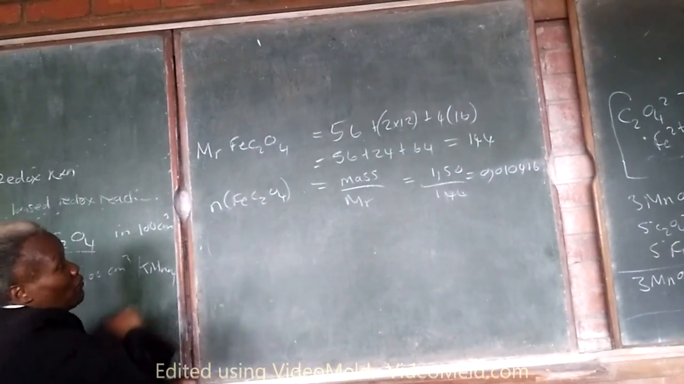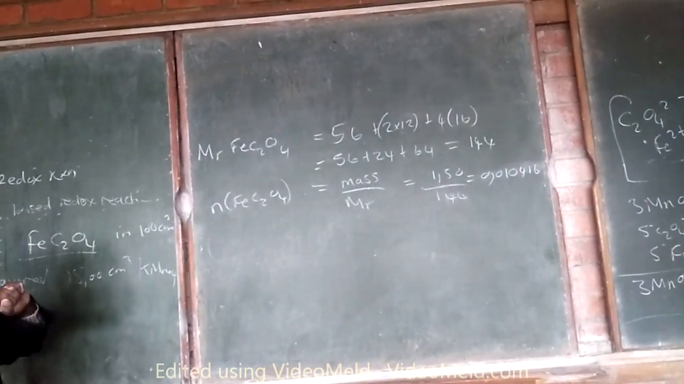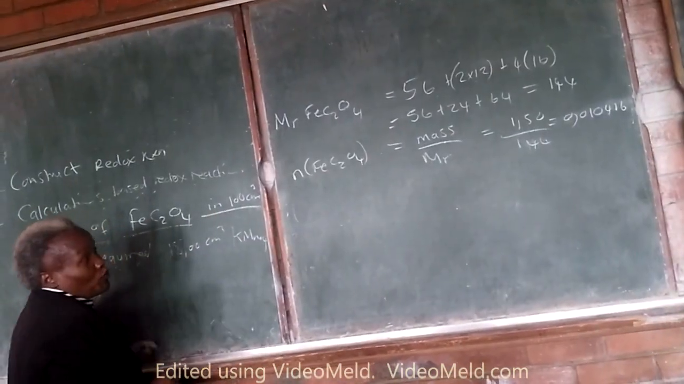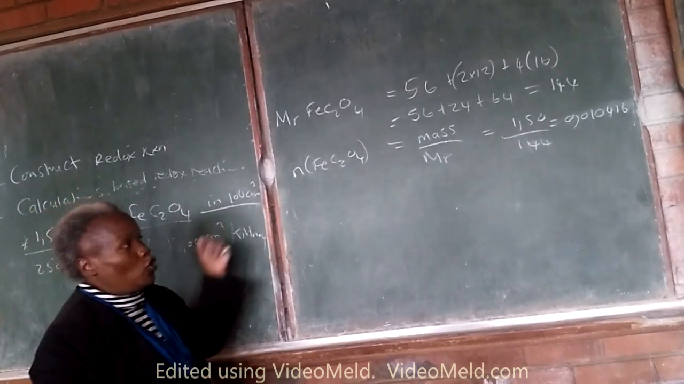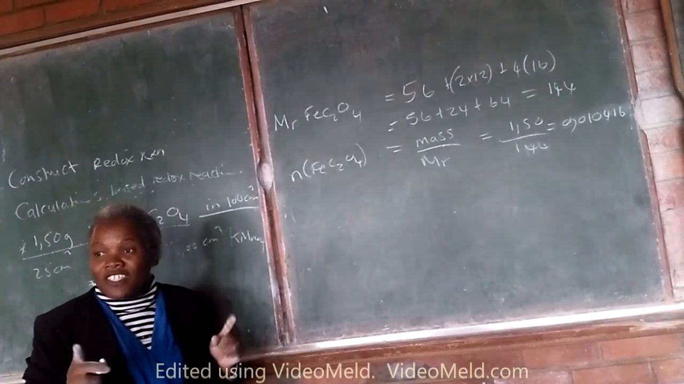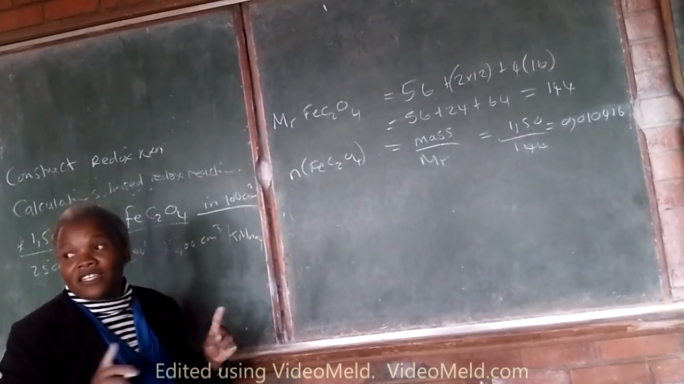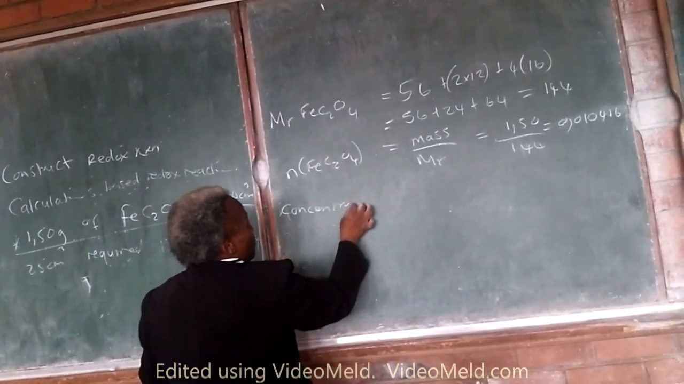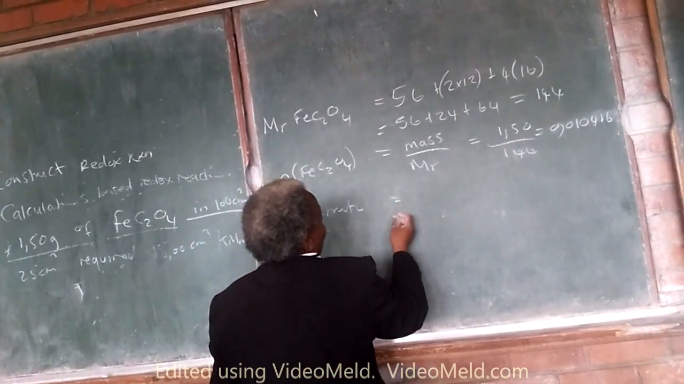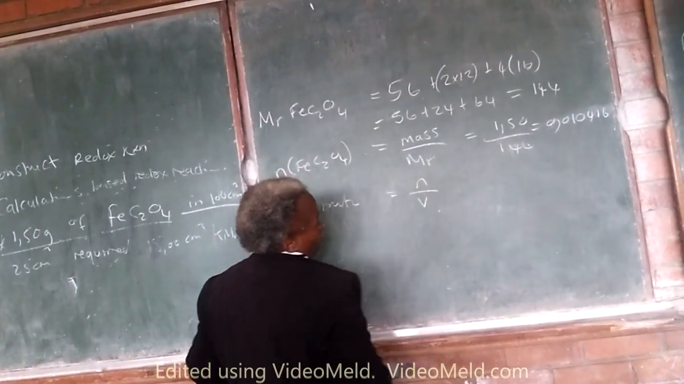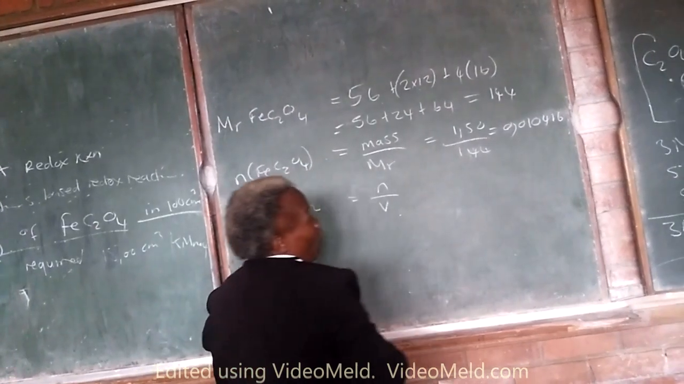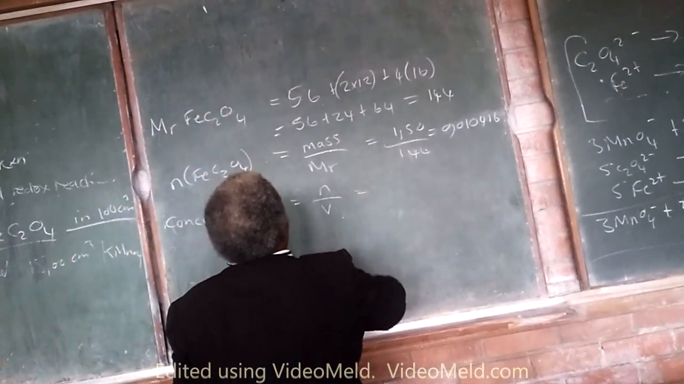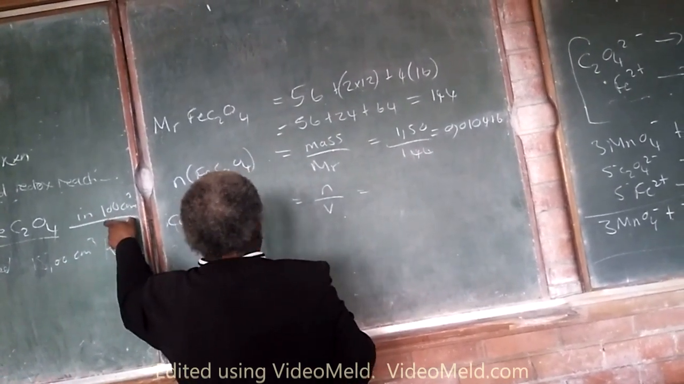Now I have those number of moles, and the next thing I was told is that this number of moles is present in 100 cubic centimeters. Now I have moles, I have volume. I can now calculate the concentration of the iron 2 ethane dioate solution. Therefore, concentration equals moles over volume. And remember, our volume for concentration should be in moles per dm cubed, so I must express the volume in decimeters.